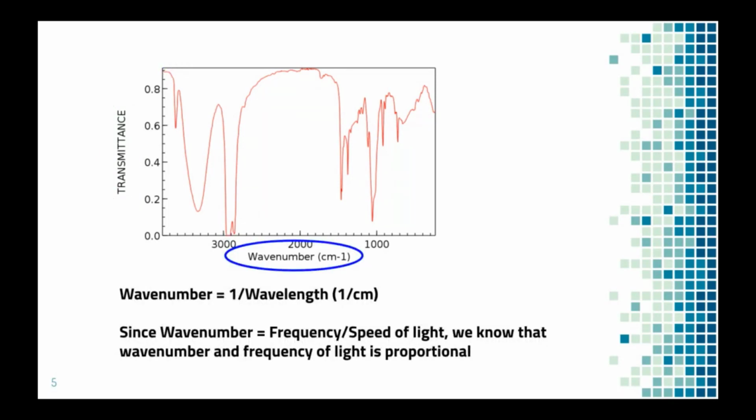Now if we're looking at the x-axis, that's where our wave number comes in. The wave number is 1 over wavelength, which means our units are 1 over centimeters. But since wave number is equal to frequency over the speed of light, we know that wave number and frequency of light are proportional, and that will come in handy when we look at frequency later on.